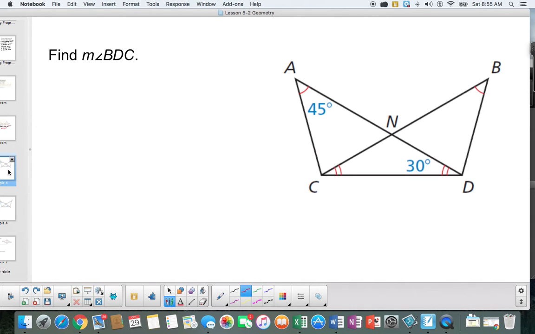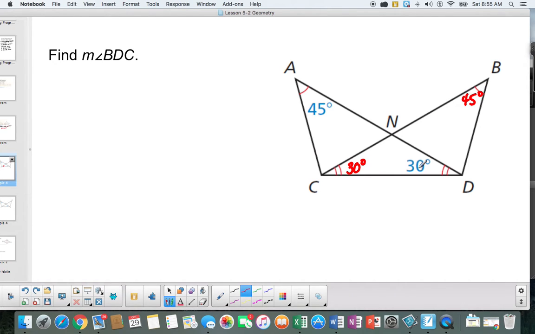We are trying to find angle BDC. There's a variety of ways to do it, and I'm going to do it twice to show you. First, what you could do for yourself is just write down the measures of as many angles as you can. So this is 30 degrees because of the tick marks. This is 45 degrees because of the tick marks.